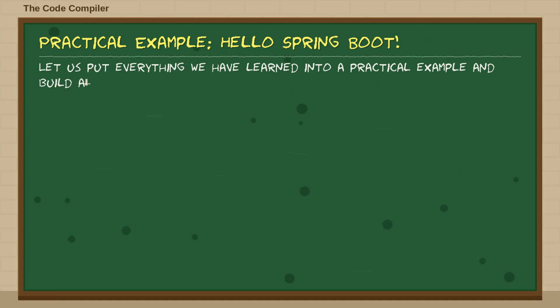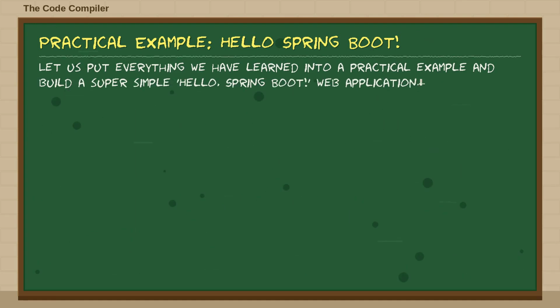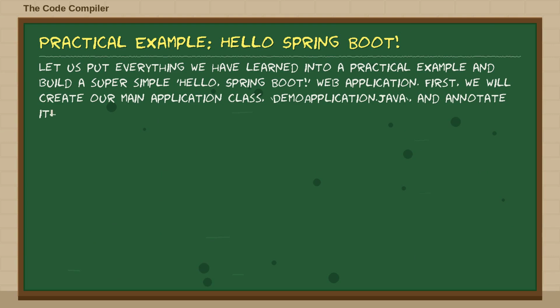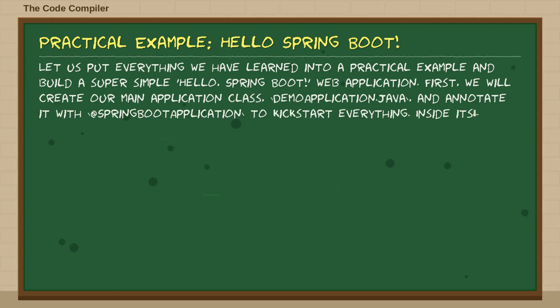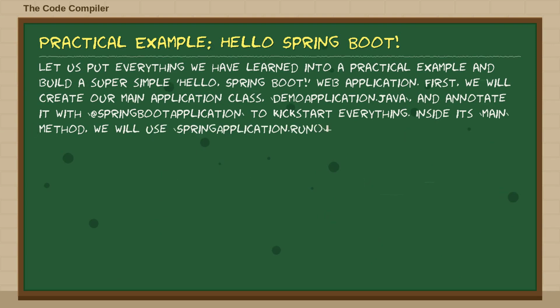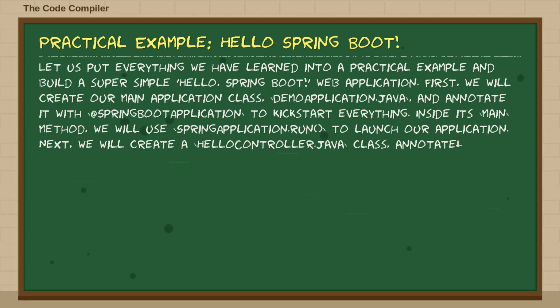Let us put everything we have learned into a practical example and build a super simple Hello Spring Boot web application. First, we will create our main application class, DemoApplication.java, and annotate it with @SpringBootApplication to kickstart everything. Inside its main method, we will use SpringApplication.run to launch our application. Next, we will create a HelloController.java class, annotate it with @RestController, and inside it, define a method called hello, which returns a simple string, "Hello, Spring Boot". We will annotate this method with @GetMapping("/hello").